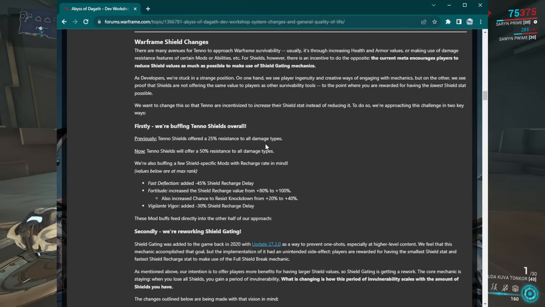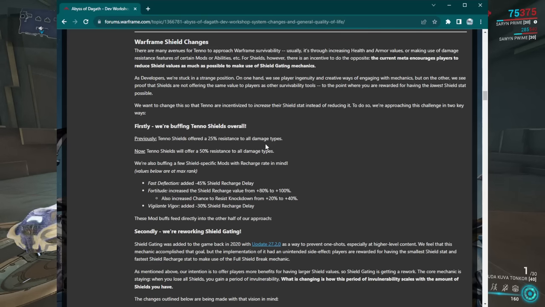We're going to read this verbatim. I have read this over multiple times, so you're in the right place if you want a well-informed overview of this. So let's start. Warframe shield changes. By the way, this is on the general quality of life dev workshop.